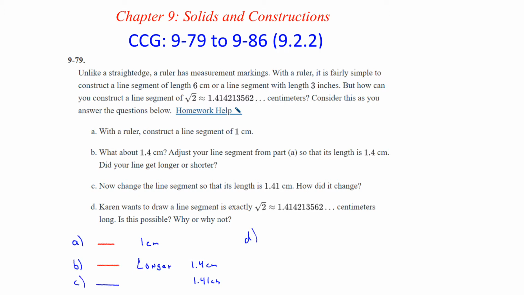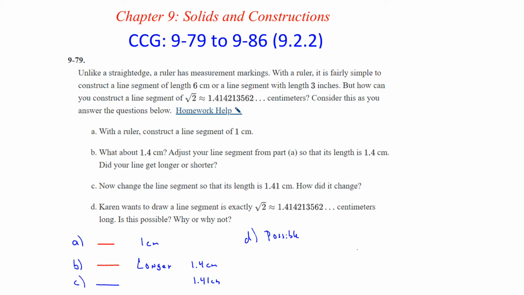So we probably have to think of this a little bit different than what Karen's doing, because then we just have to go 1.414, 1.412, and then continue to go on. Since the square root of 2 is an irrational number, that decimal just keeps going. So is it possible? It is possible, but we definitely have to look at this a little bit differently.